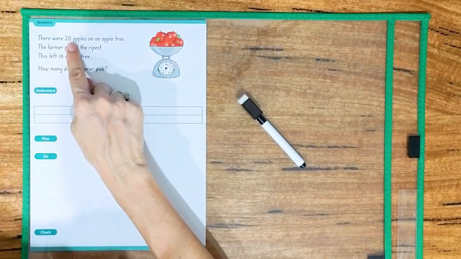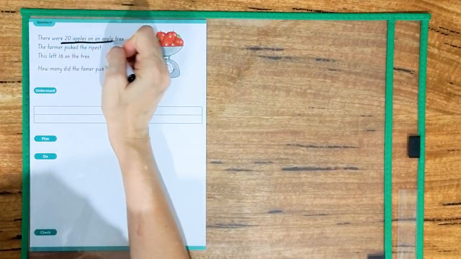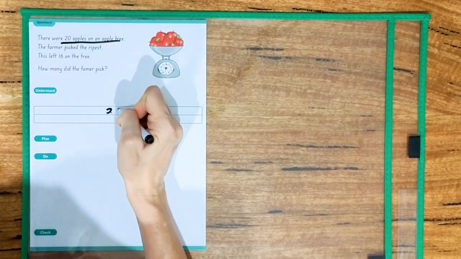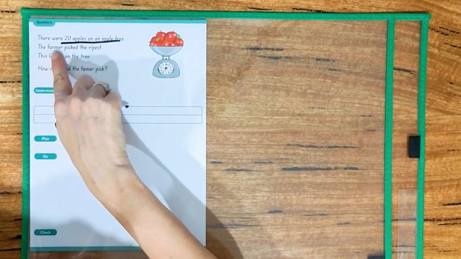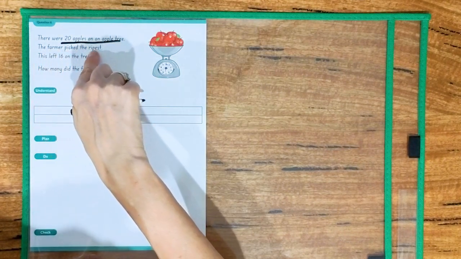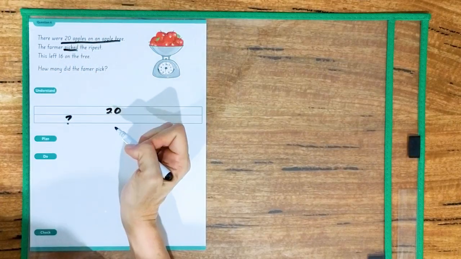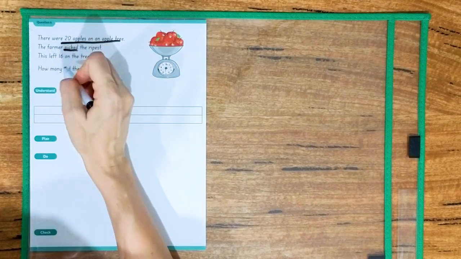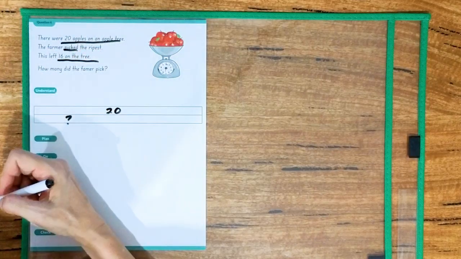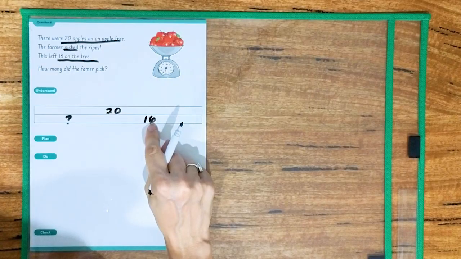There were 20 apples on an apple tree. So my whole is 20. The farmer picked the ripest. So far, I don't know how many he's picked. This left 16 on the tree. I know the part that remains is 16.